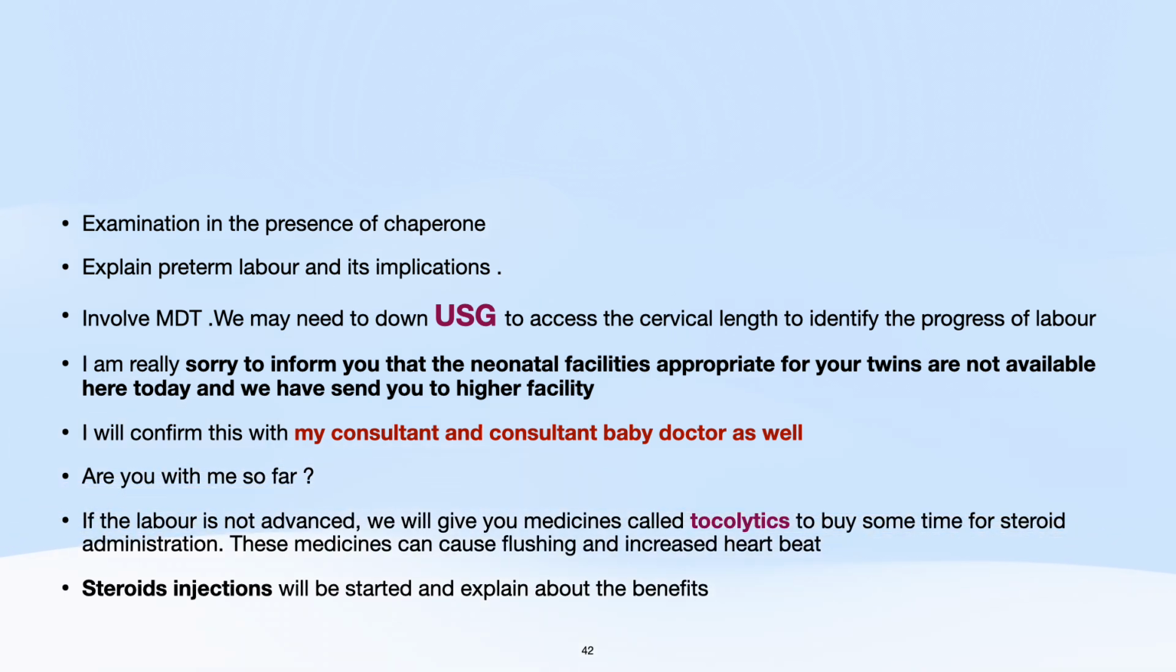And one important thing which you have to remember is, in this particular task, they didn't mention the dilatation of the cervix. So how do we find out? As she is 30 weeks, we can very well do a USG. So after explaining the patient about the preterm pains, tell her we need to do a USG to assess the cervical length and to identify the progress of labor.